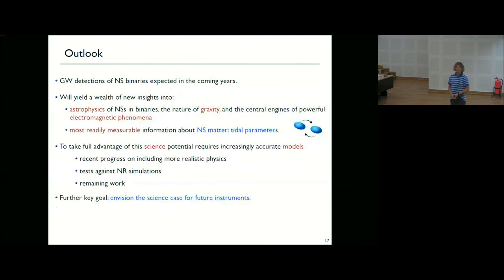One goal of all this effort is also to envision the science case for future instruments, because it always takes time to go to the funding agency with a completed proposal and get funding. So if we want to have some third generation detector in 10 years from now, we have to start really putting together a more concrete science case to propose exactly. So that's all I wanted to show. Any questions, comments?